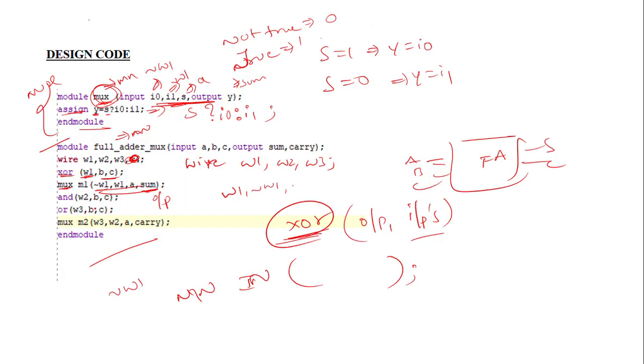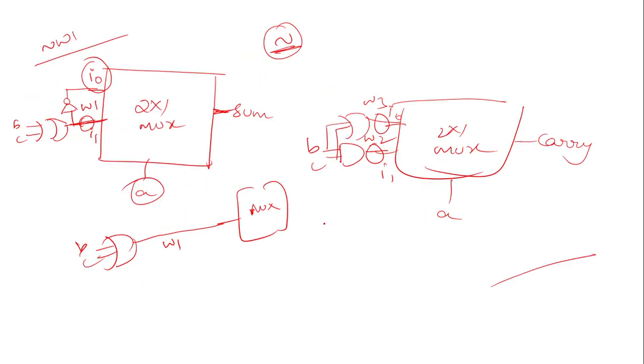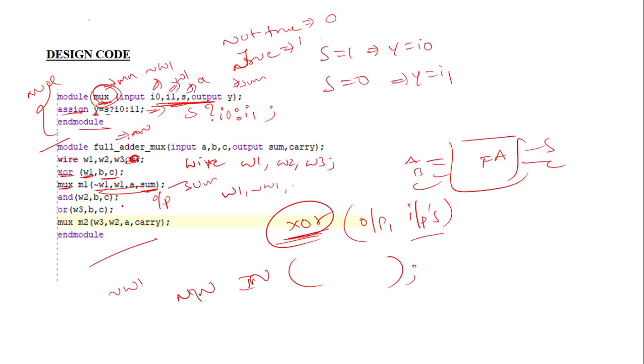Next we go to the carry. So until then some part is completed. Next we have to go to the carry part. What are you going to do? B and C, and WG2 is your output. What do you write? You have to write the primitive followed by the output. I consider the output as WG2.